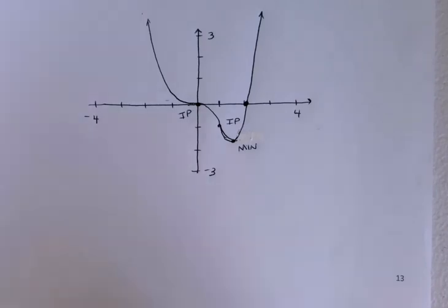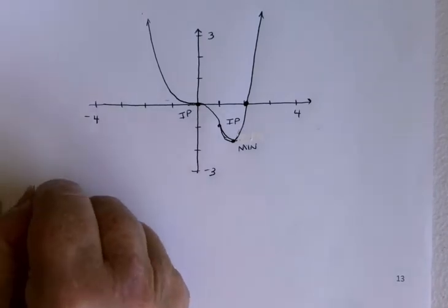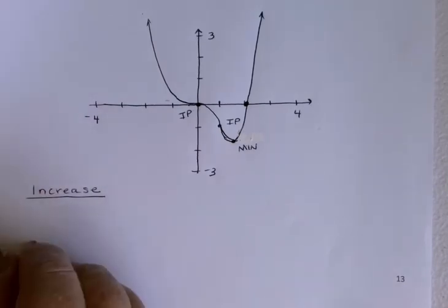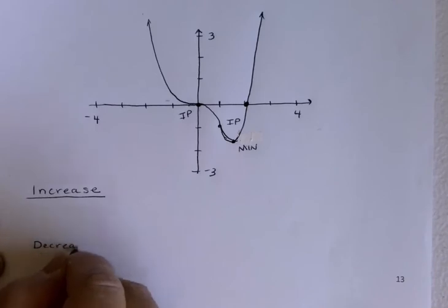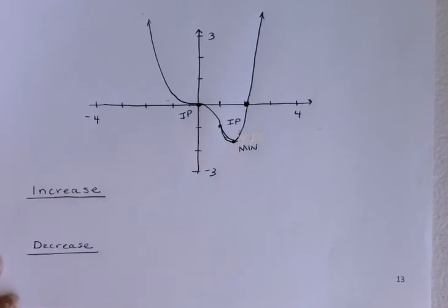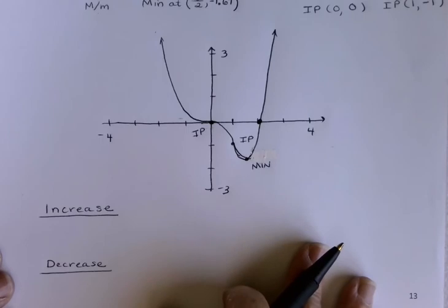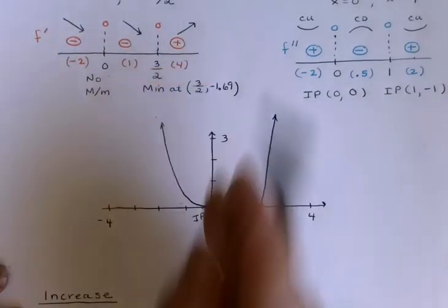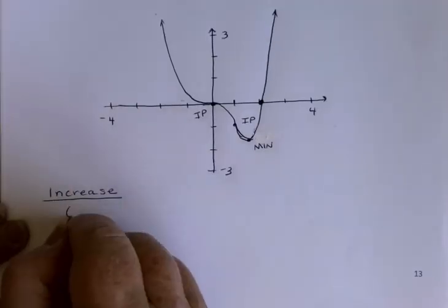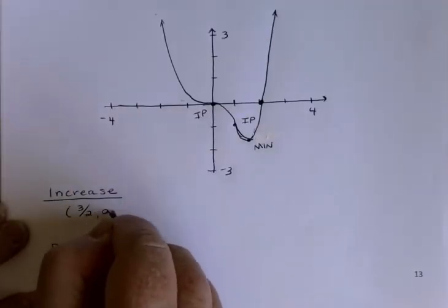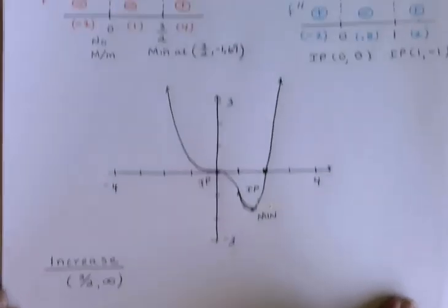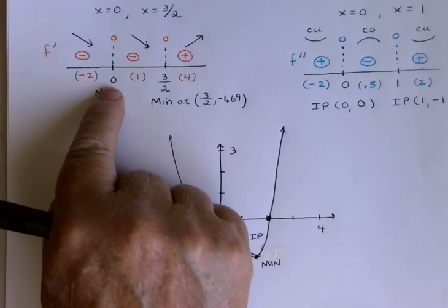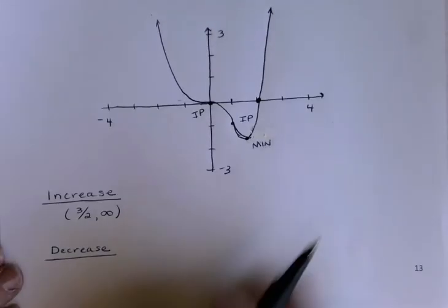Lastly, I haven't done the intervals yet, so the intervals of increase and the intervals of decrease, let's just list those out. Let's see. Increase is just from 3/2 to infinity. And decrease from -infinity to 0, and then also from 0 to 3/2.